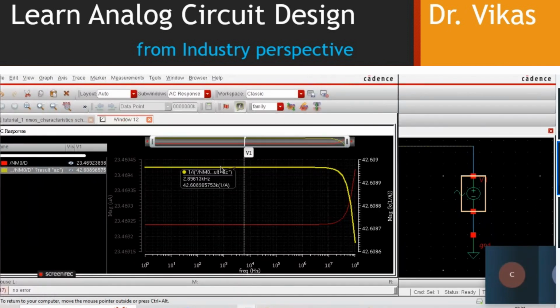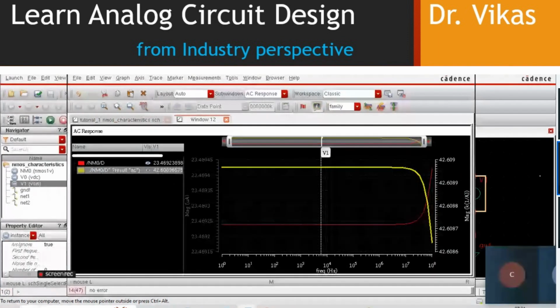So this is basically how across all the frequency you can see the output resistance being displayed over here. That's how we calculate the output resistance. Similarly, how do we measure the input resistance, and why do we require input resistance and output resistance for an amplifier? We'll talk about that in the next session. Basically, those are required to ensure proper functioning of any particular amplifier.